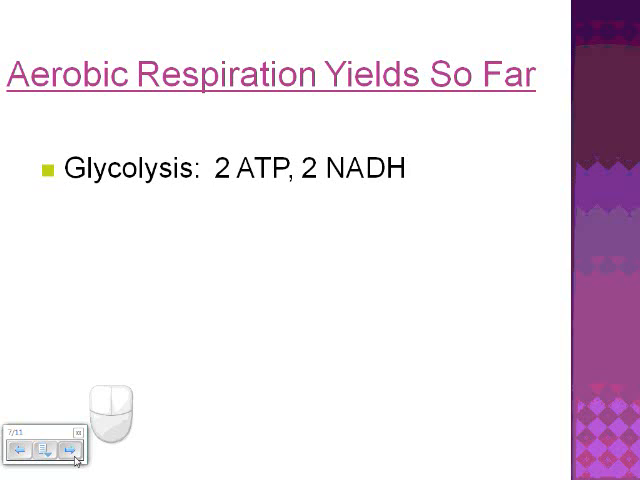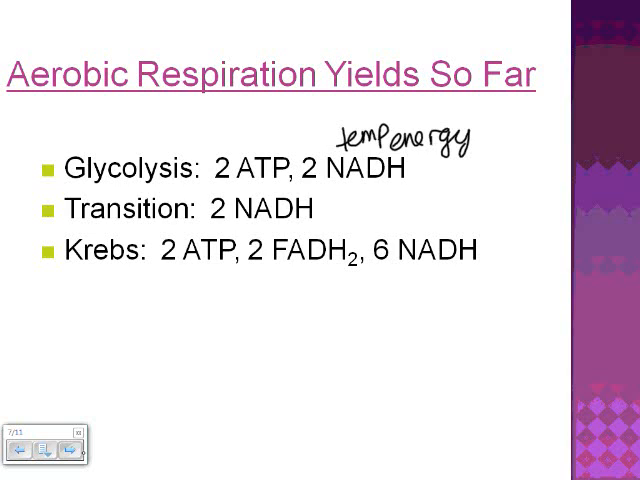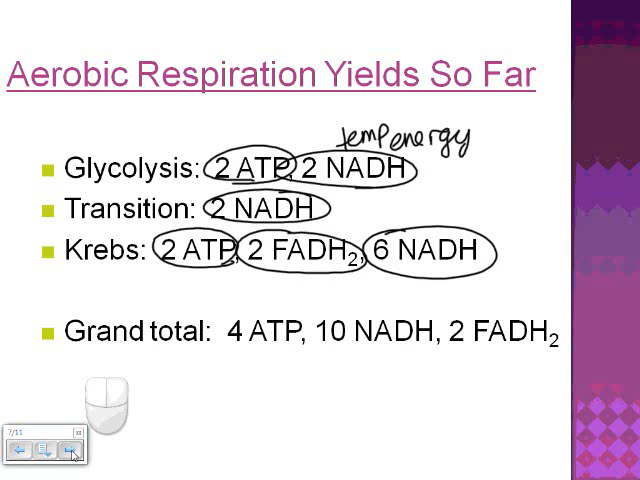So far, glycolysis has given us 2 ATP and 2 NADH, that temporary energy. Transition stage has given us 2 more temporary energy NADHs. And Krebs now has given us 2 ATP, 2 FADH2s, and 6 NADHs. So far, we've got 4 ATP, 2 FADH2s, and 10 NADHs. Right?